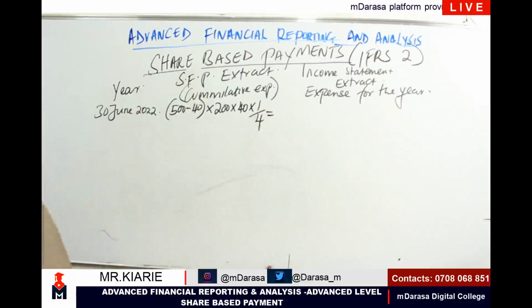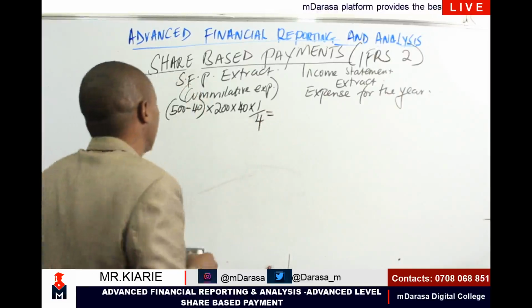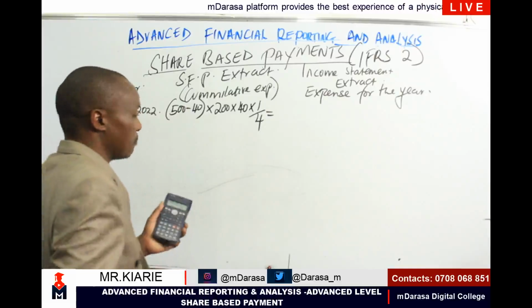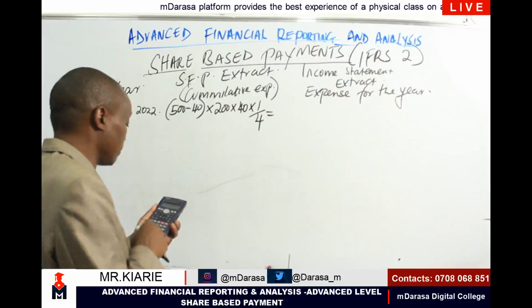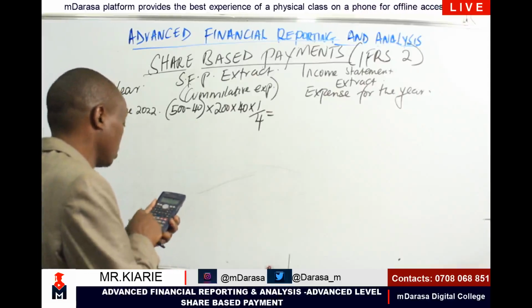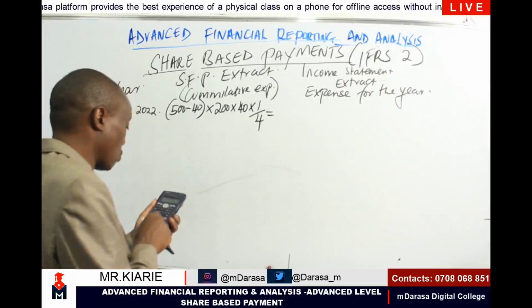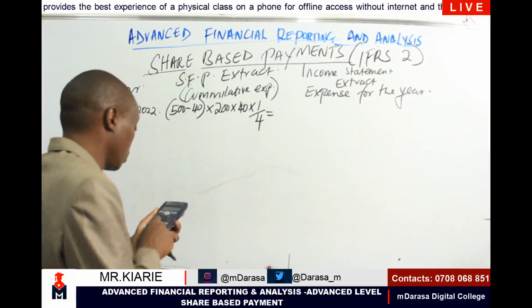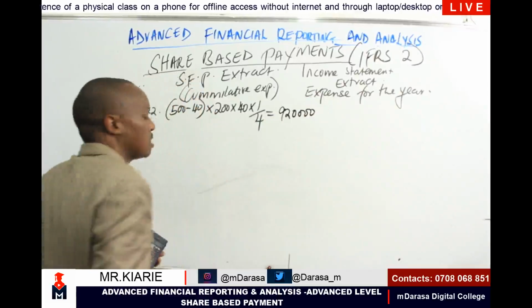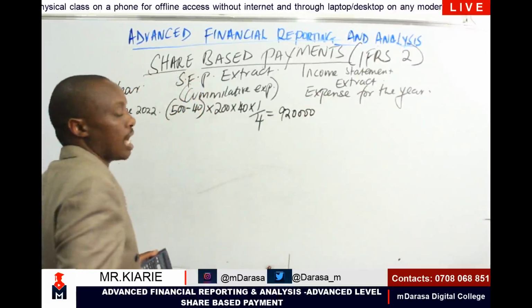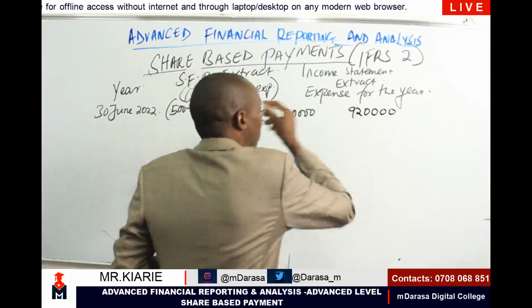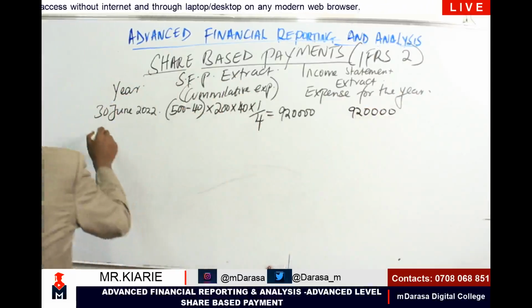Once I do that, using my calculator, 500 minus 40, I'm left with 460, times 200, times grant date fair value, which is 40, times 1 over 4. It gives me 920,000. And since we are in year 1, the expense for the year will be that one minus 0. So it will still be 920,000.